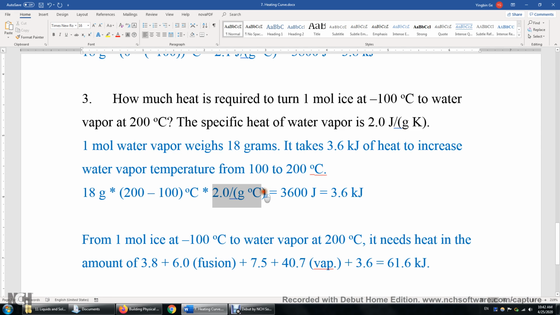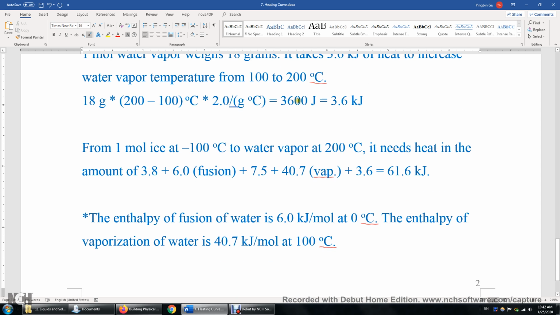This is the specific heat of water vapor. I just replaced Kelvin with degrees Celsius. Again, if we're talking about temperature change, 1 Kelvin is 1 degree Celsius. You cancel the units, you do the math, you get 3,600 joule, and this is equivalent to 3.6 kilojoule. Just to remind you, joule is the SI unit of energy, but very often for convenience, we use kilojoule.